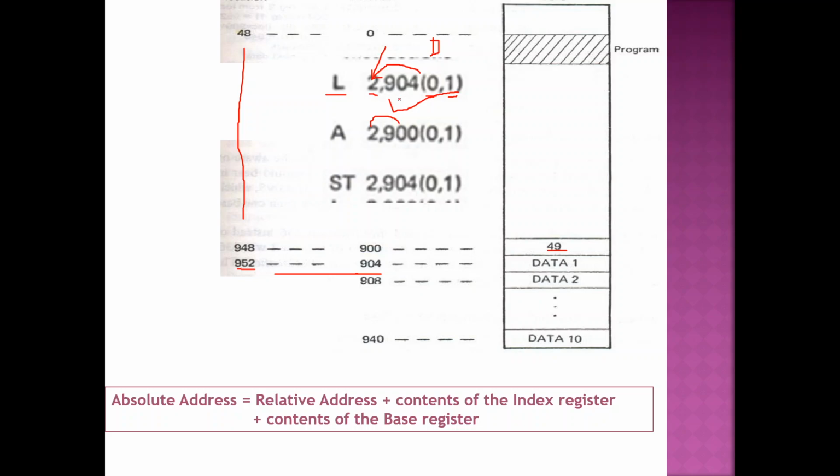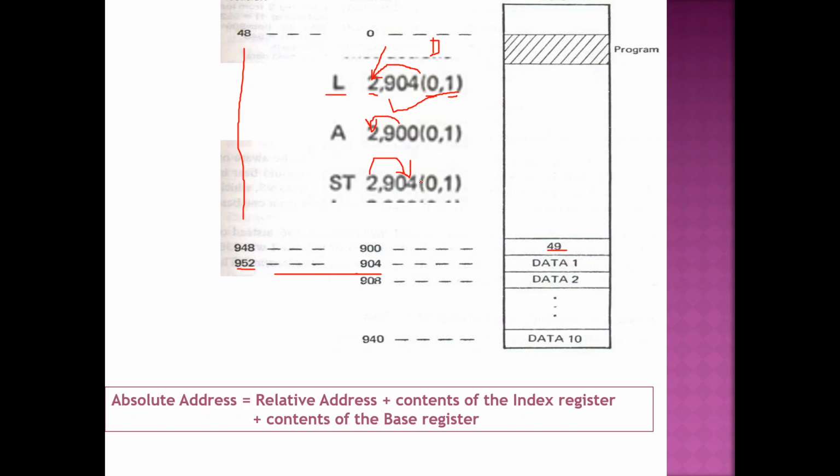Yes, load instruction is done, add instruction is done. Now the store instruction. It has the syntax: st 2 comma 904. Unlike in a microprocessor, where everything went from right to left, this is going to go from left to right. The contents of register 2 has to be stored in memory location 904. That is the store instruction. Just three instructions you have to remember: load, add, store.